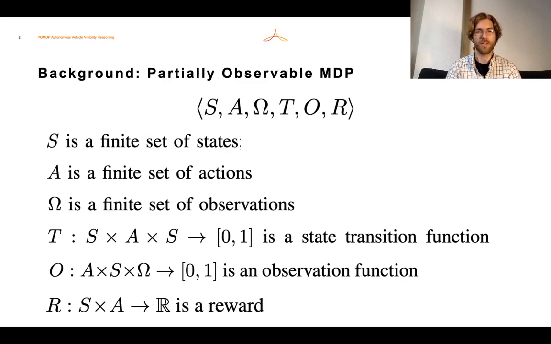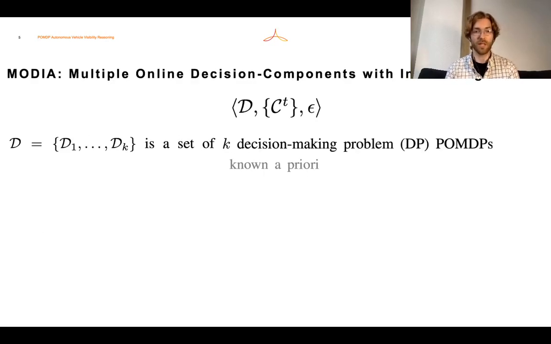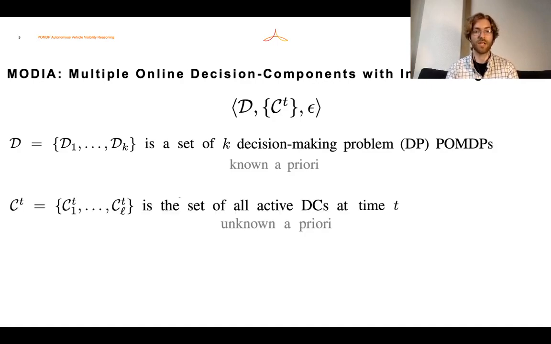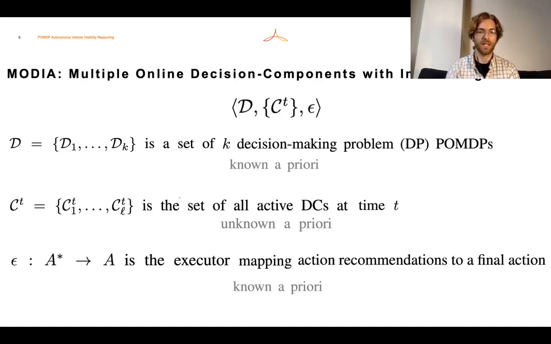We use POMDPs as our primary decision-making model. And in what we call MODIA, multiple online decision components with interacting actions, we have a set of DPs. Each DP describes a very particular solution, such as dealing with one vehicle on the left at a T-intersection. Online, when we detect them, we instantiate them as decision components. Each decision component then recommends an action, and any conflicts among these recommendations are resolved by an executor.